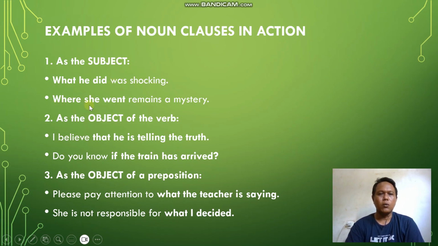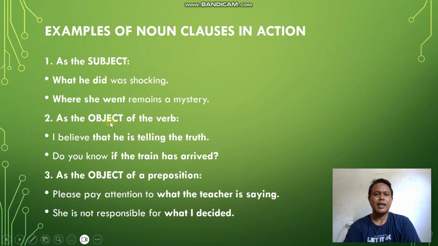Two, "where she went remains a mystery." "Where she went" is a noun clause in the position of the subject of the sentence, and remains is the verb.